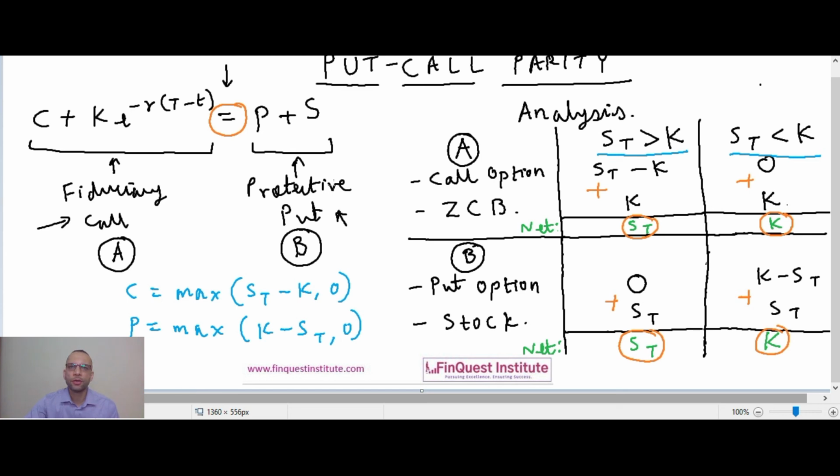This leads us to a relation which we call a no arbitrage condition. That means if there is a violation of this equality, it will generate arbitrage opportunities. Now, how to capitalize on these arbitrage opportunities, we'll see in our next video.